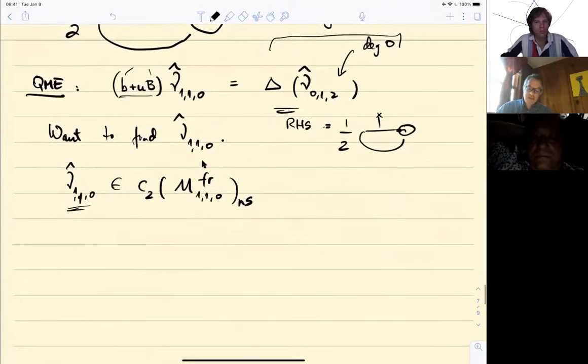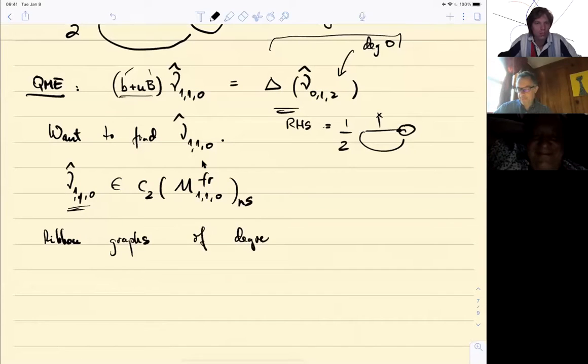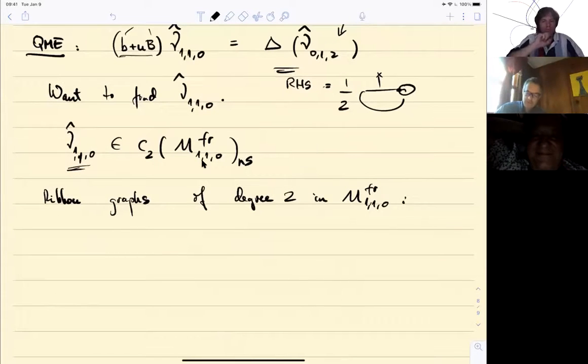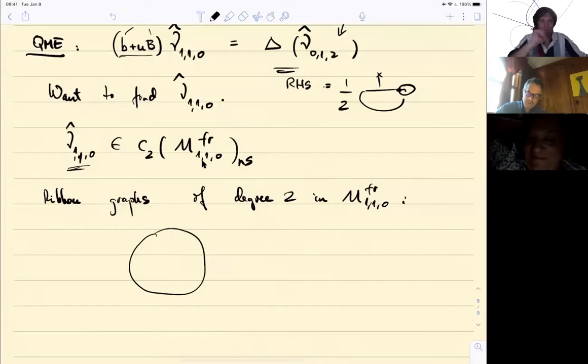So now let's think about what things of degree 2 are there. Ribbon graphs of degree 2 in M110 framed. Sorry, I'm going a bit over time, but hopefully you can stay 2 more minutes. Well, there are only 2 of them, and I will ask you to do this kind of combinatorial process yourselves.